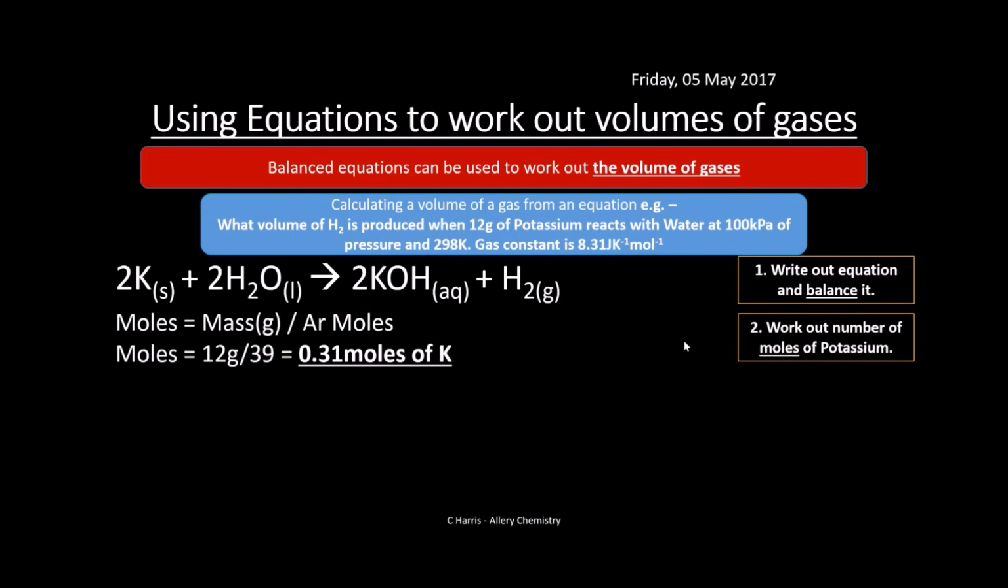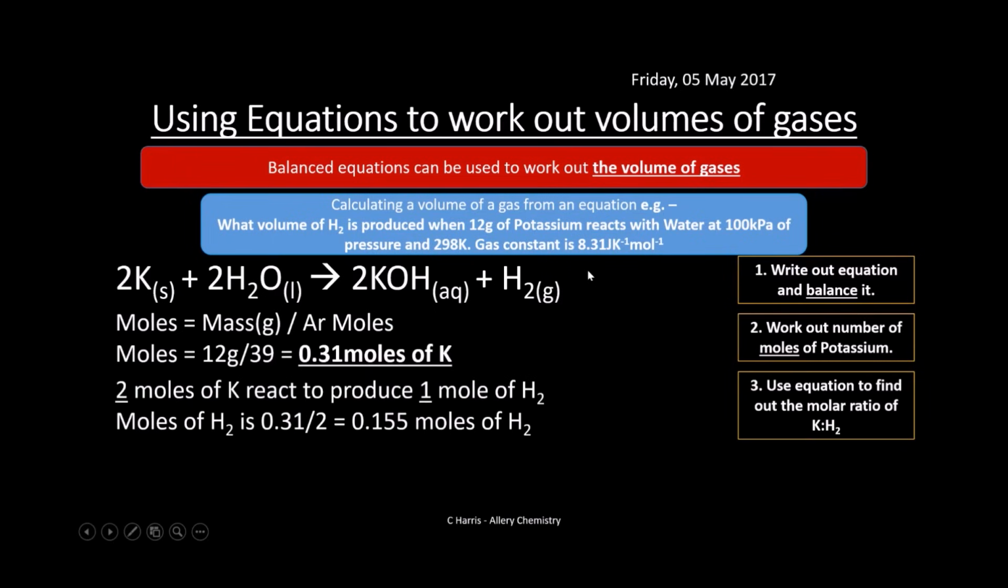Okay, then we have to work out the number of moles of potassium. Again, like I said, if in doubt, work out the moles. We can work out the moles because we've got a mass and we know the Ar of potassium because we can work that out from the periodic table. So by doing that, we've got 12 grams divided by 39 gets you 0.31 moles of potassium. Remember, we're wanting to work out the volume of H2. So if I know the moles of potassium, I can work out the number of moles of hydrogen. It's a 2-to-1 ratio. So 2 moles of potassium react to produce 1 mole of hydrogen. The moles of hydrogen in this case is 0.31, because that was the moles of potassium, divided by 2, and that gets us 0.155 moles of hydrogen.